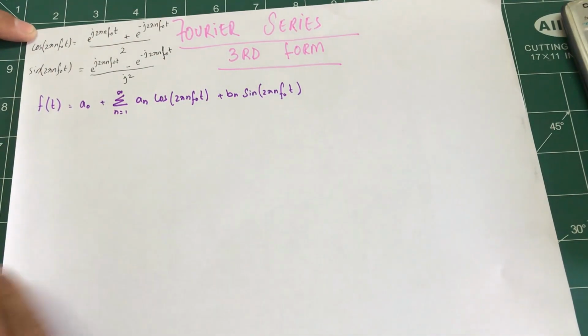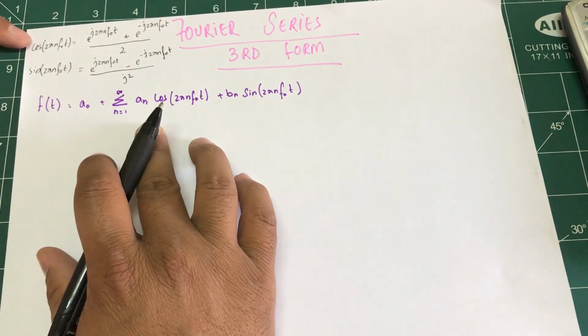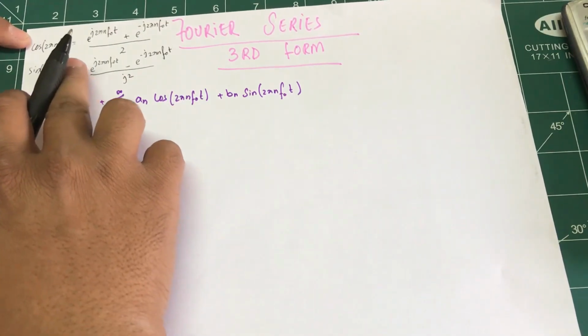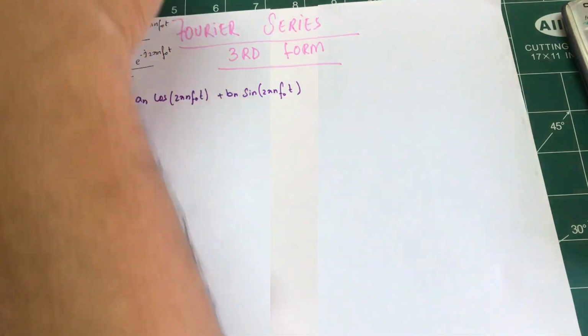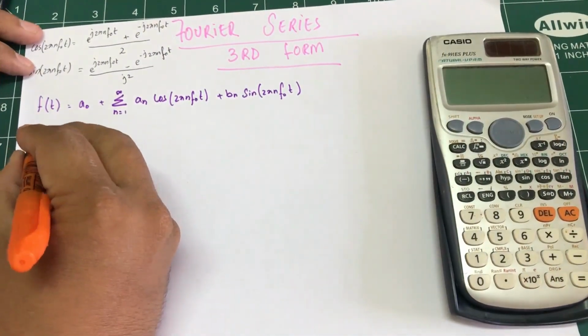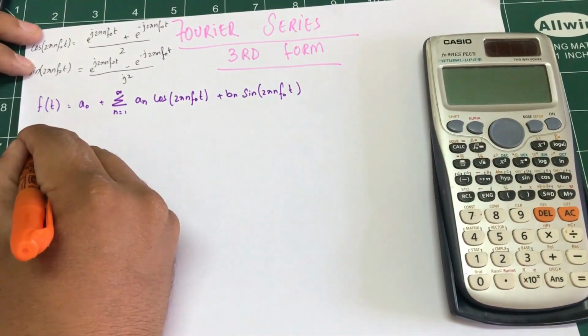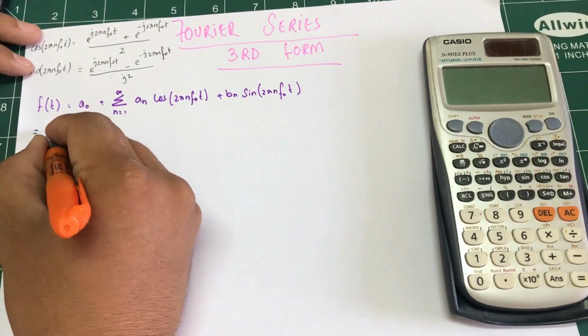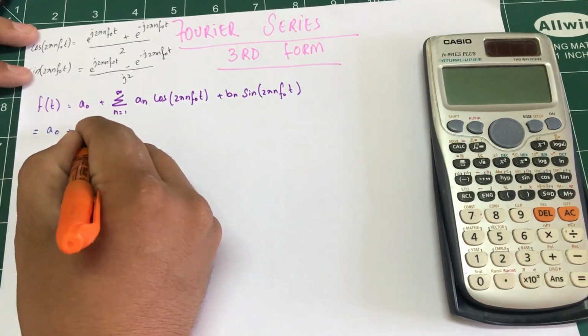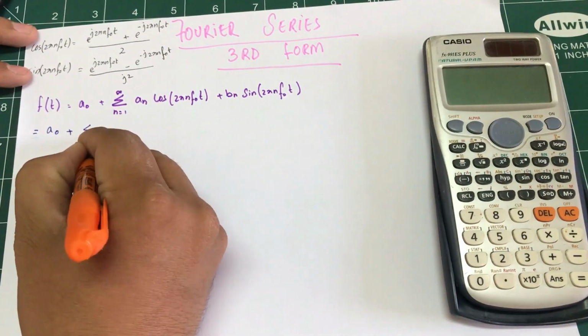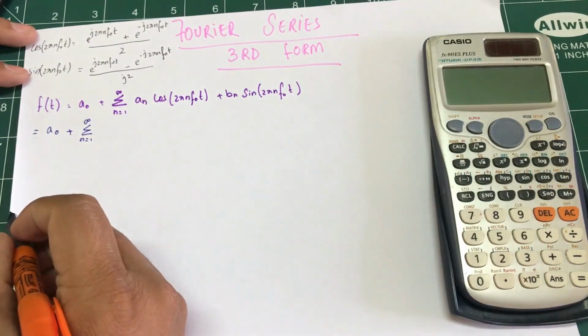We're going to start using these two identities in place of the cos and sine terms. So let's bring this down. A naught, let's leave as is. And we're going to bring that summation sign in, going from n equals 1 all the way up to infinity.